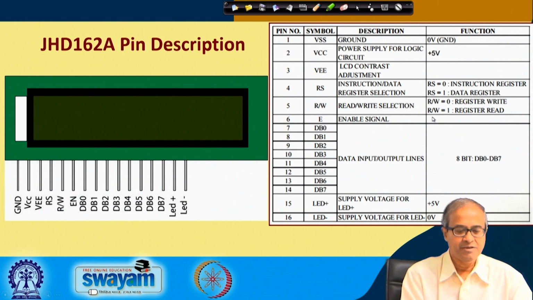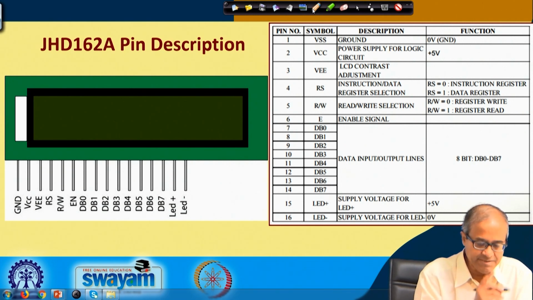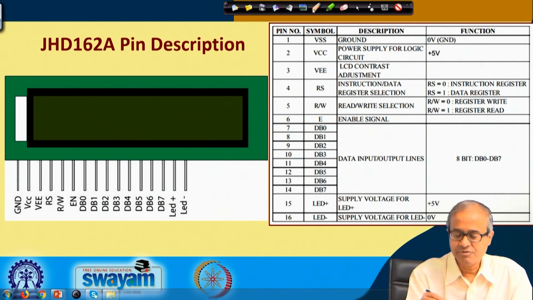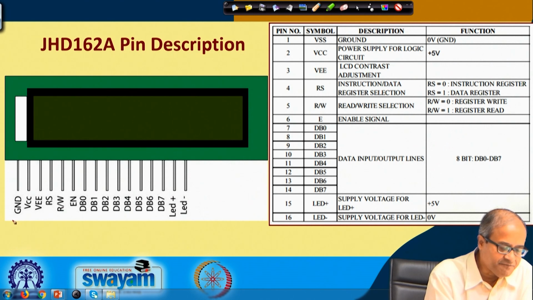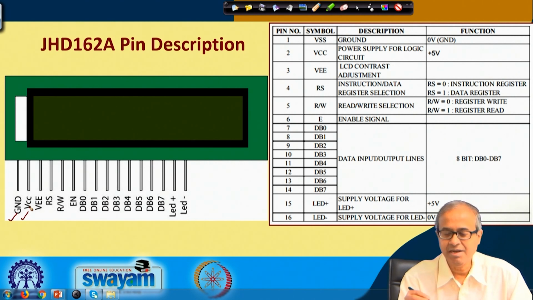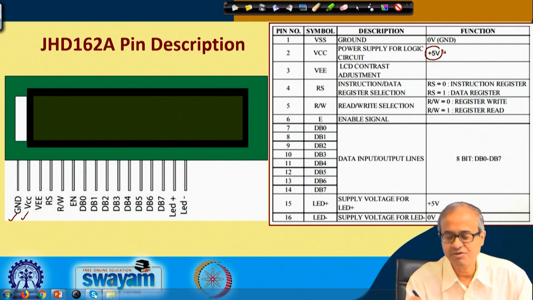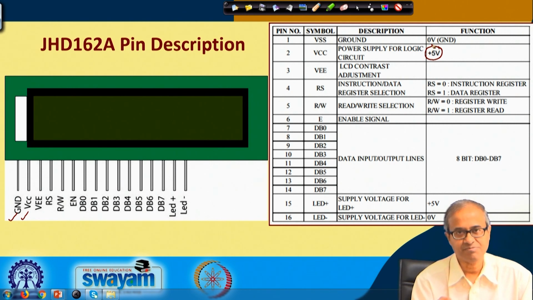Fine. So, let us look at the pin description. There are 16 pins I told you. So, on the right the pins and their brief descriptions are mentioned. So, let us see. The first 2 are ground and power supply. Typically, the ground is connected to ground and power supply is connected to a 5 volt power supply, because this is a display unit that works with a 5 volt power supply.